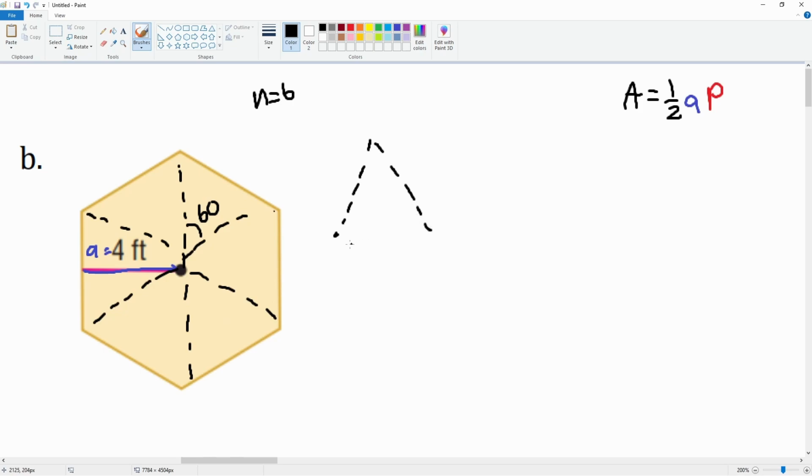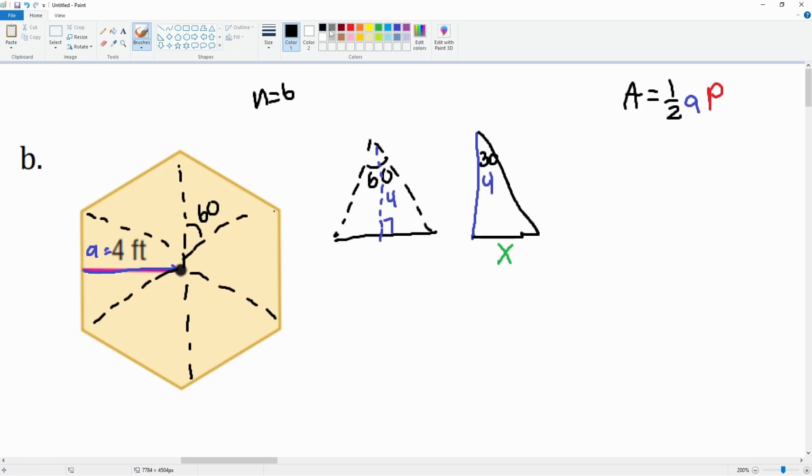It looks like this. And I don't know this part, but I know that this is 60 degrees. Then I have this apothem, which is 4. So if I break this up into a right triangle, it should look like this. 4 for the apothem. I don't know this piece, and I don't know this piece, but I know that this is 30 degrees. So I'm trying to find this x here.